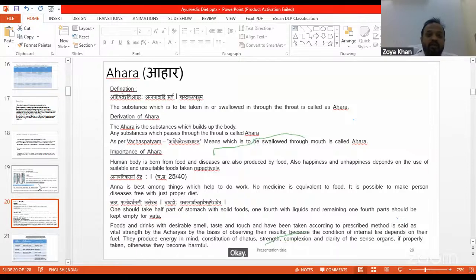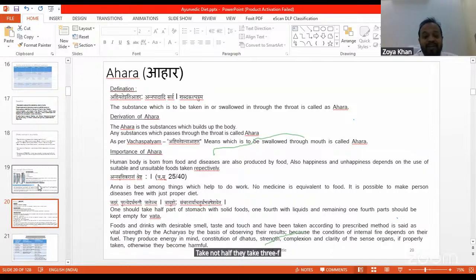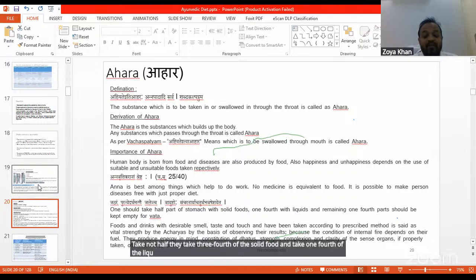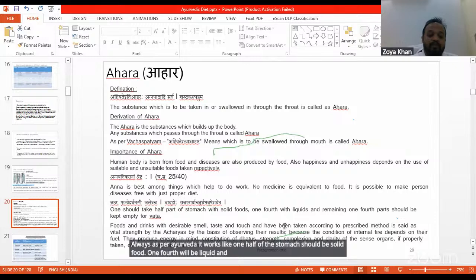Okay, so as we all know, in today's lifestyle, what do we eat? Many people are very health conscious. For those people who eat as, and then the desire and the craving gets full. Now people do a reverse situation where they take not half, they take 3/4 of solid food and take 1/4 of the liquid at the end, and they never leave any kind of empty space for the vata. So always as per Ayurveda, it works like one half of the stomach should be solid food, one fourth liquid, and the remaining one fourth should be kept empty for vata.